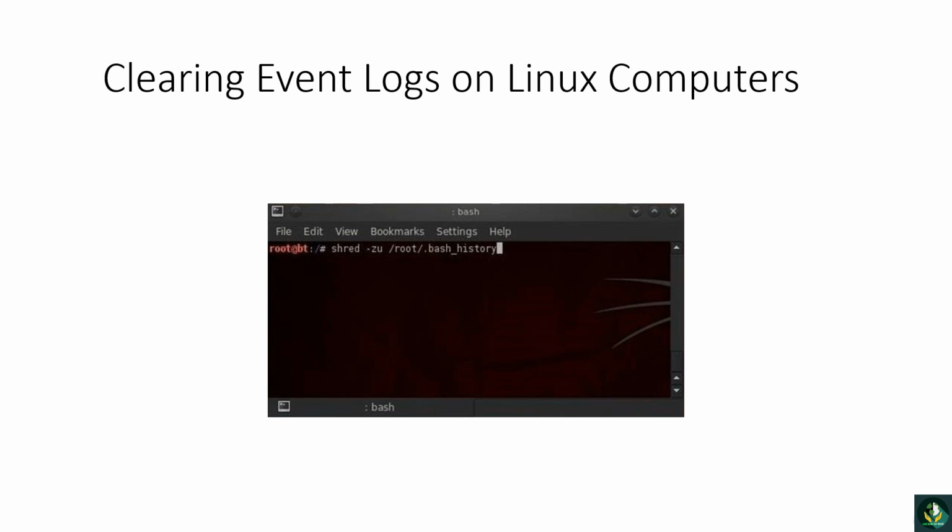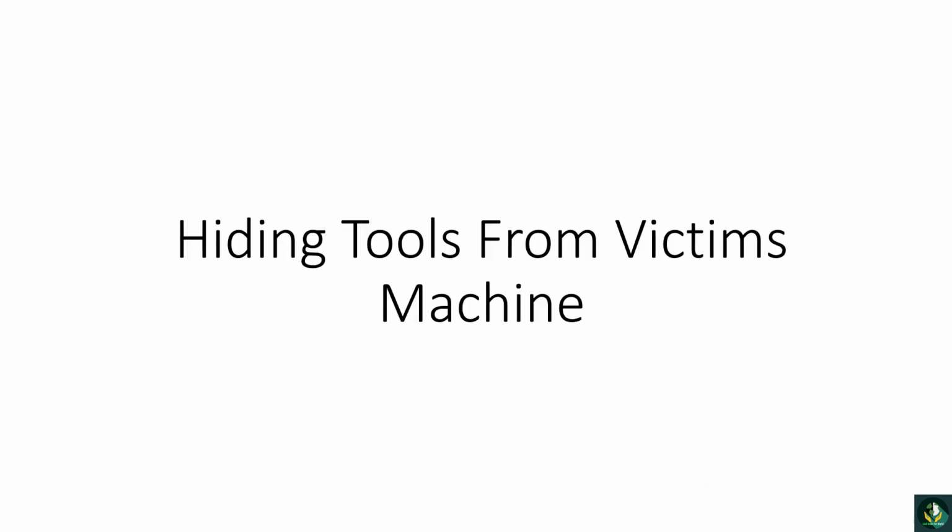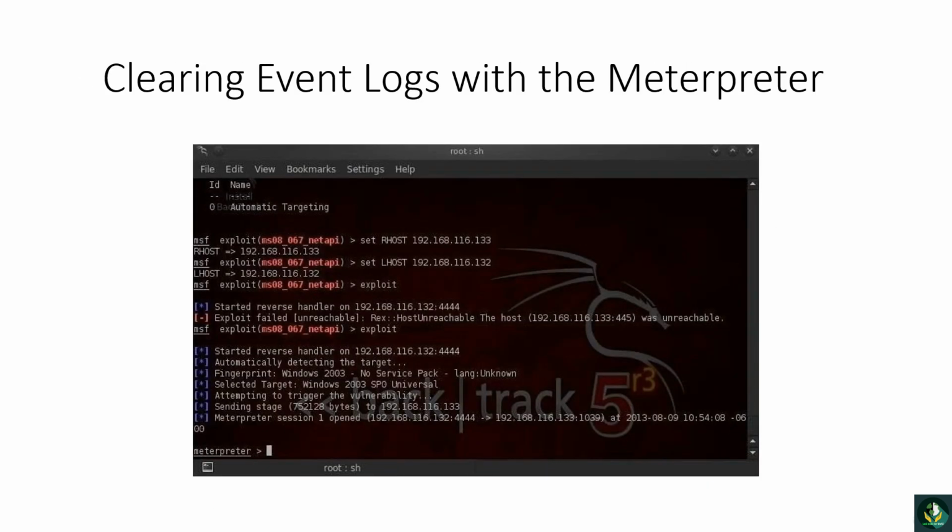So that's how we clear event logs and all of those. To check to see if your history has been shredded, you can simply view the history file by typing .bash_history, and it will show you all of that history and logs. So that's how you clear event logs and all of those after you are done with your attack on the target machine.